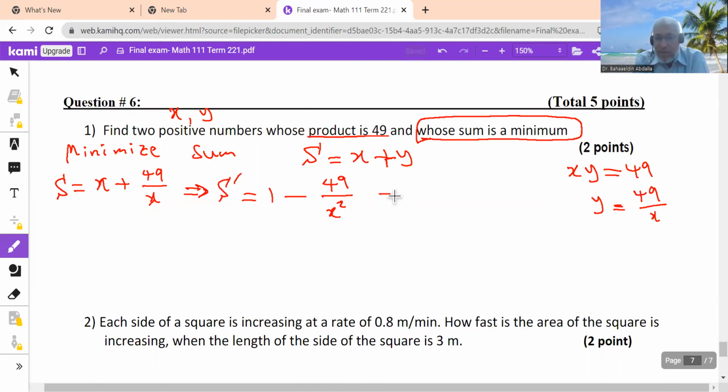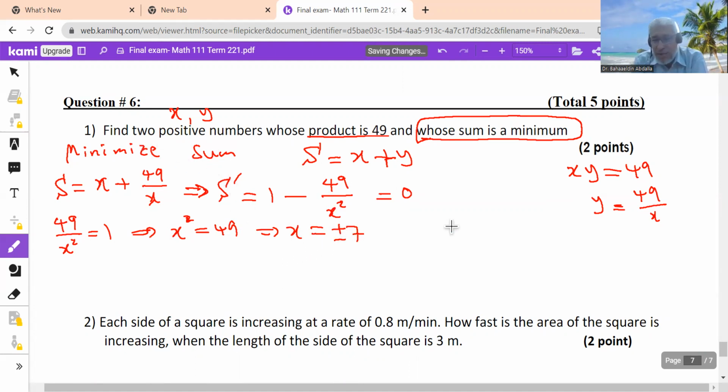To find the critical numbers, I put the derivative equal to 0. So let me take this to the other side. So I'll have 49 over x squared equals 1. And then cross product, so x squared equals 49. So there are two possibilities here. x could be positive or negative 7. But it says two positive numbers. So x is 7 because the numbers are positive. So negative 7 is rejected.